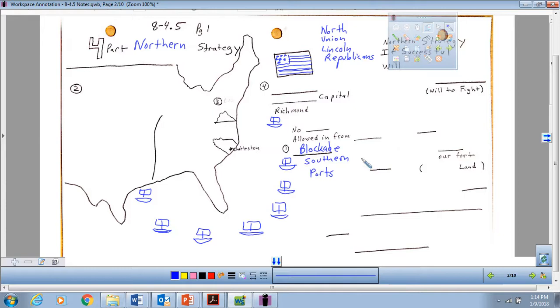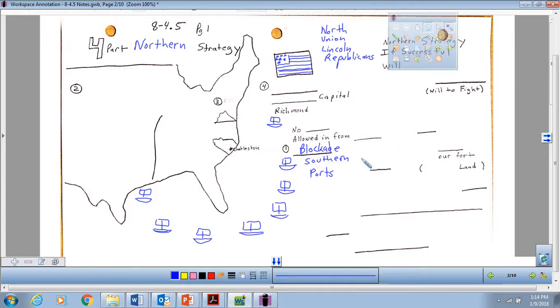And which one do you think could make their own weapons? The North. The South did not have the factories that the North had. And that would be so key in this war, because the South couldn't make nearly as many guns or cannons or whatever to fight the war. So they would have to trade for it. And that's why the North had this plan to stop the trade of the South.